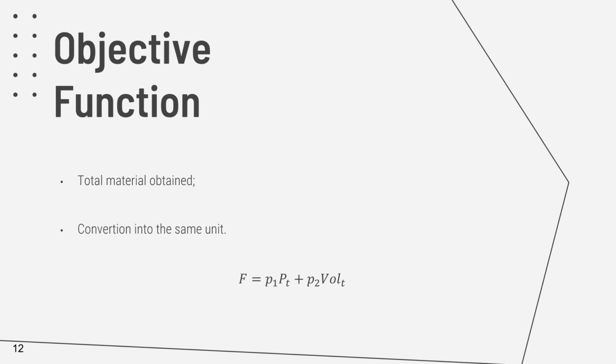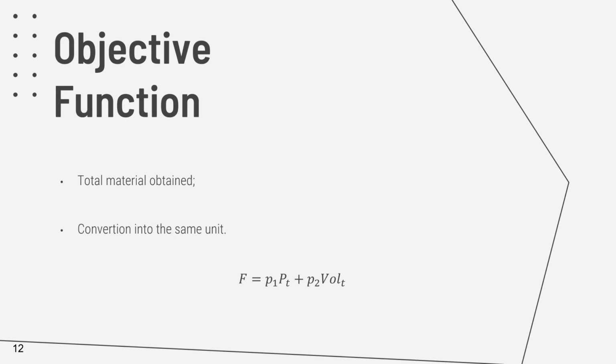Finally, the total amount of each material is obtained, but volume of concrete and steel weight don't speak to each other. So it is necessary to convert them into the same unit. That is done by multiplying each one by coefficients in order to obtain their cost in Brazilian reals. And this is the objective function of the genetic algorithm.